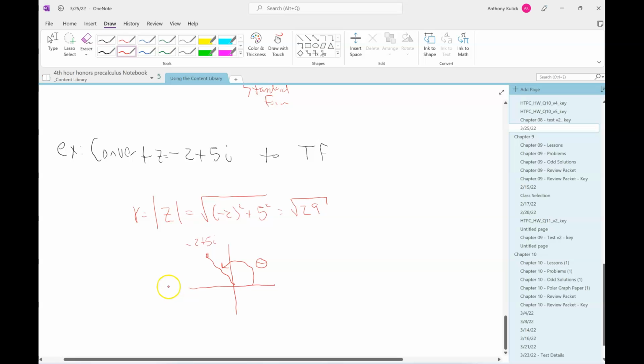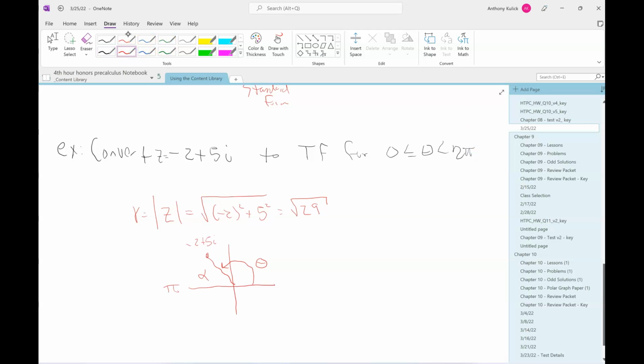So to find theta, I'm going to need my angle alpha. And the other arm of alpha is at 180. Actually, let's say pi, because let's be specific. Let's say where theta is between 0 and 2 pi. Let's use radians here.